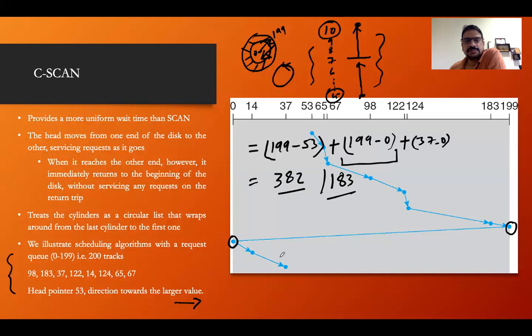In the book it says that it should be 183. So we will not consider this. But if you are considering this, the value will be 382.